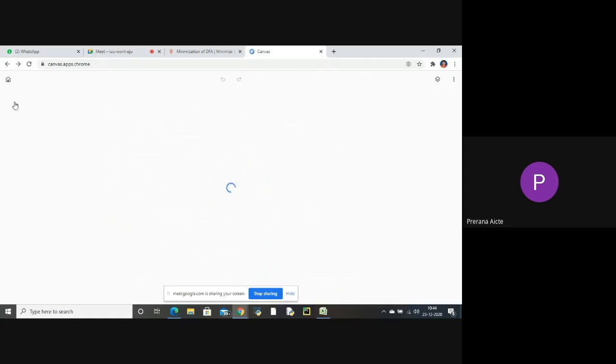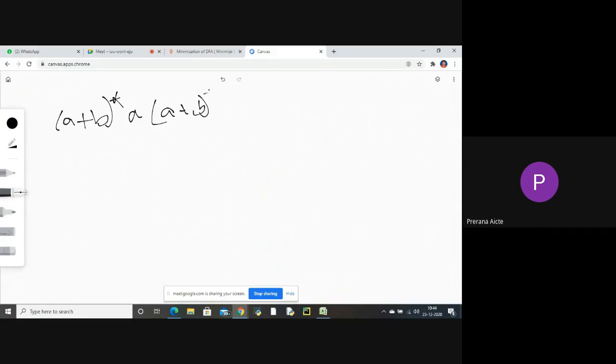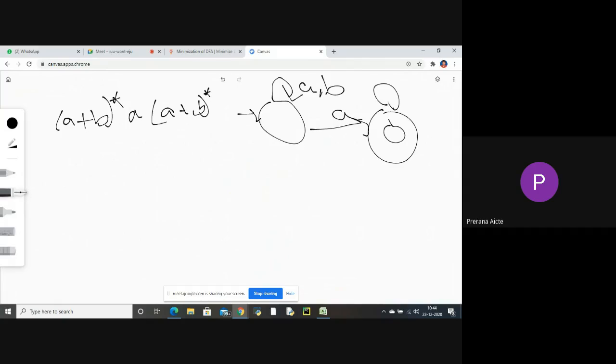So we'll see one more example here, A plus B whole star. For this, we actually have an NFA without epsilon. It is A plus B whole star. So it is A, Q naught, Q1. If they ask for NFA with epsilon, then it is represented like this.